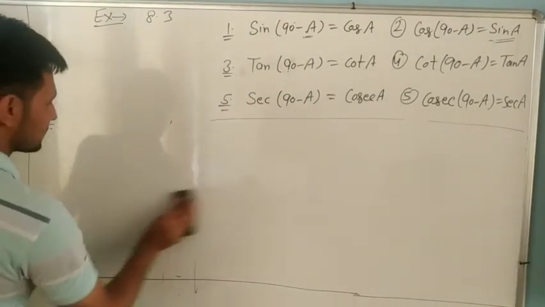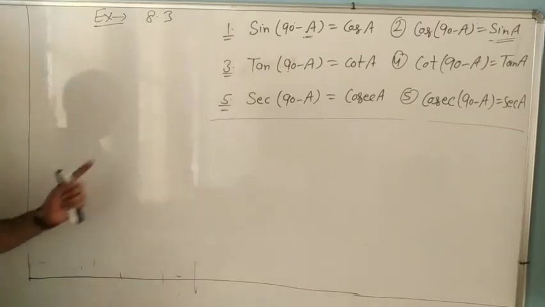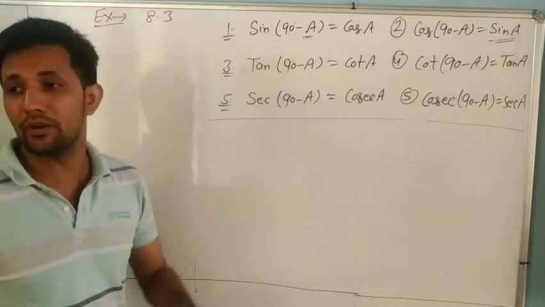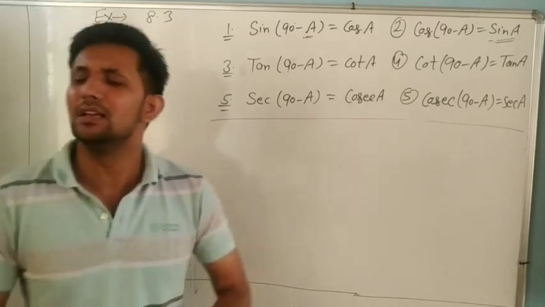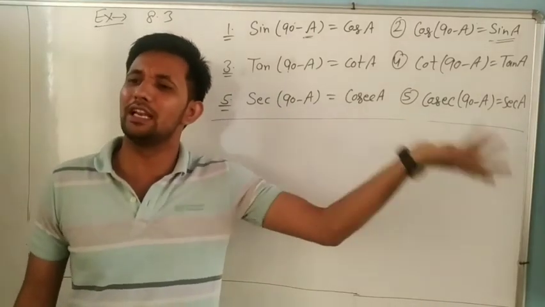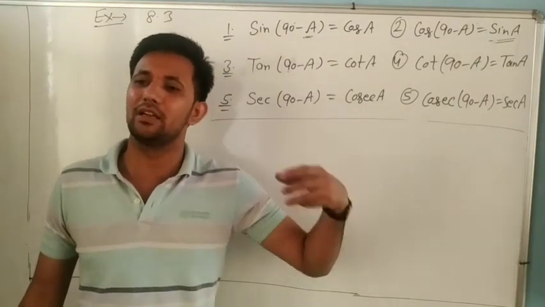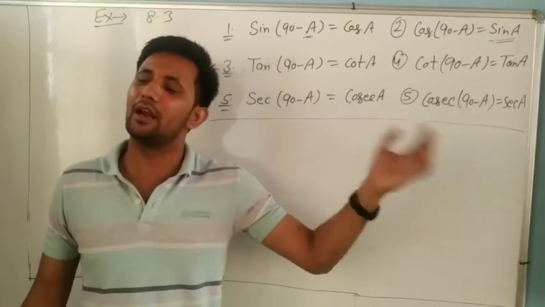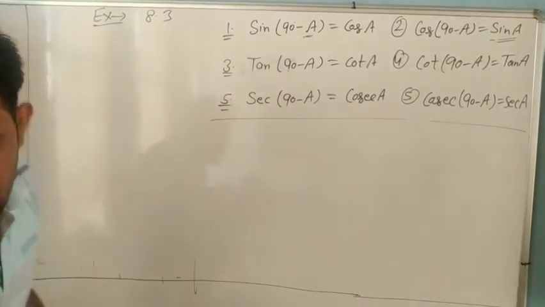Look at the next. Every time you will use these formulas. Okay dear? It's very simple. Sin 90 minus A is cos A. Cos 90 minus A is sin A. Tan 90 minus A is cot A. Cot 90 minus A is tan A. Opposite only. Next is the third part.